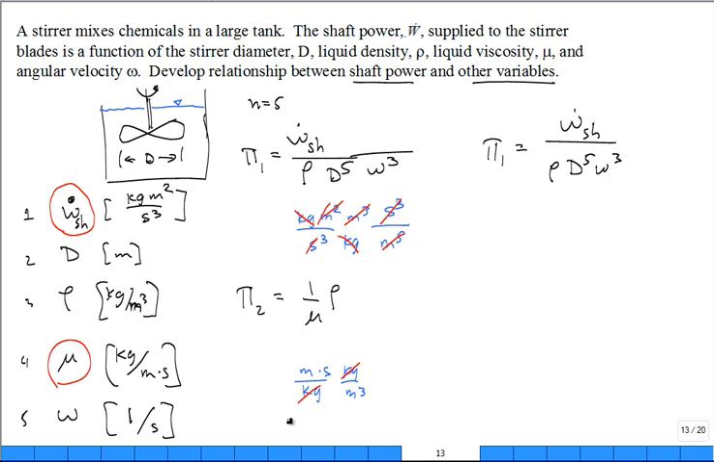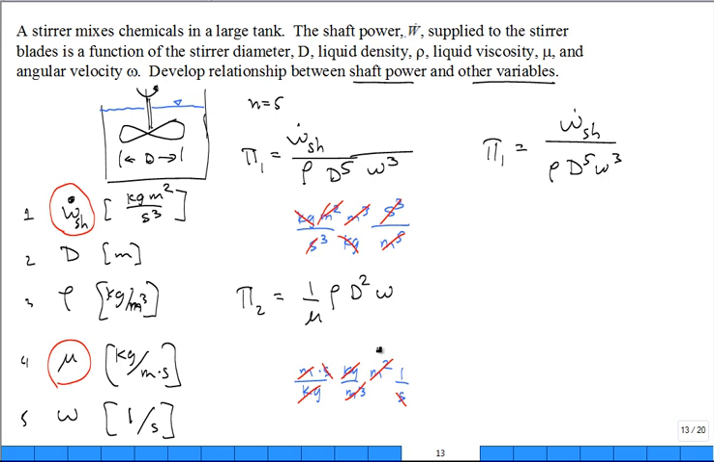Very good. And then either one, let's put in the d right away. So if we put in d squared, that will be meters squared. That'll get rid of all the meters. And then if we multiply by omega, omega is 1/second, and that will get rid of the seconds. We're now dimensionless. So our second pi group is just as expressed.